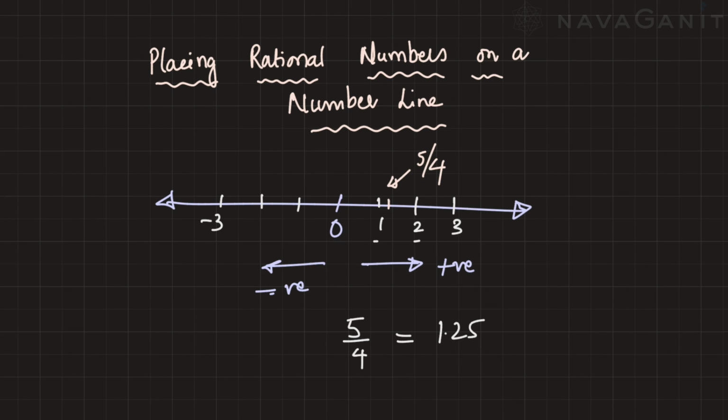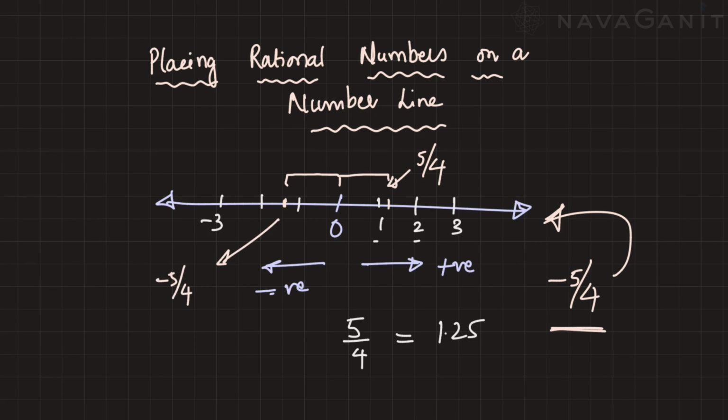Similarly, say we have minus 5 by 4. Where will minus 5 by 4 be on this number line? So it will be equidistant from 0. It will maintain the same distance that 5 by 4 is located from 0, but on the opposite side, that is towards the left of the number line. So this is where minus 5 by 4 will be. So this is how we represent rational numbers on a number line.